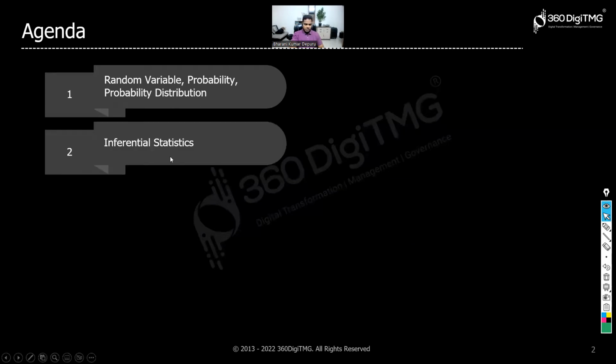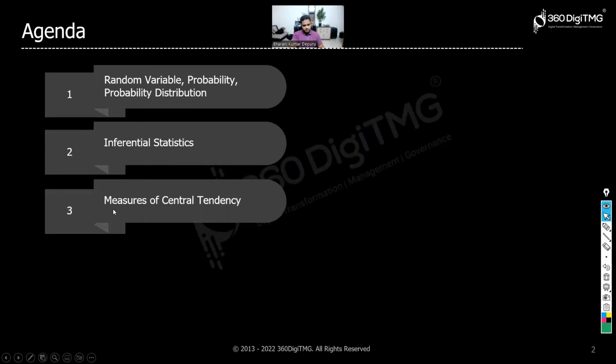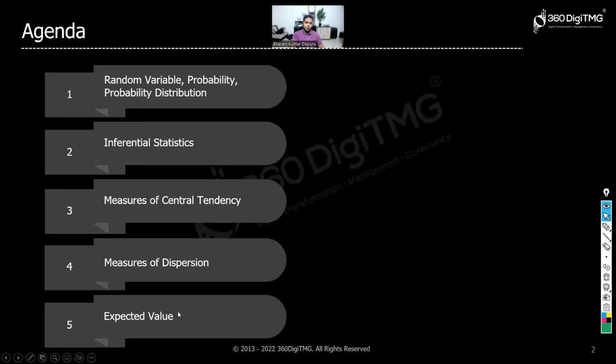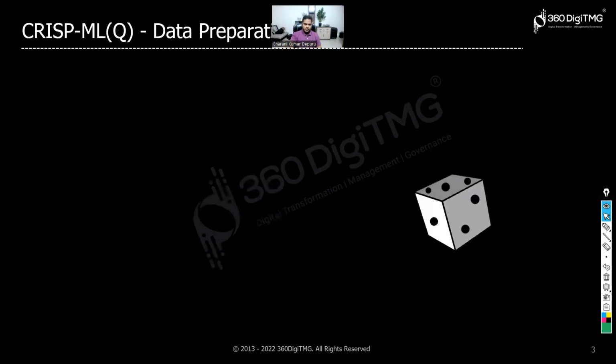Then we will get into inferential statistics, then measures of central tendency, then measures of dispersion, then expected value. With that, we'll conclude this specific module, and then we'll get into a different module.